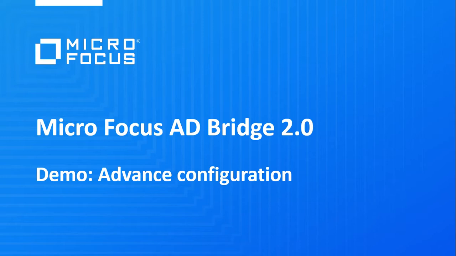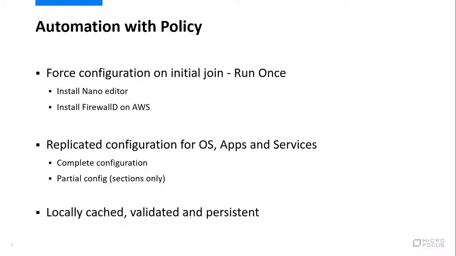Directory Bridge 2.0. Let's jump right in and I'll tell you what I'm going to demonstrate here is how you can use policy to force a configuration. And in my example, I'll automatically install the Nano editor on any Linux box that joins my Active Directory. And I can even special case configuration. So where I have a Red Hat server in AWS, you'll see I can install Firewall D.